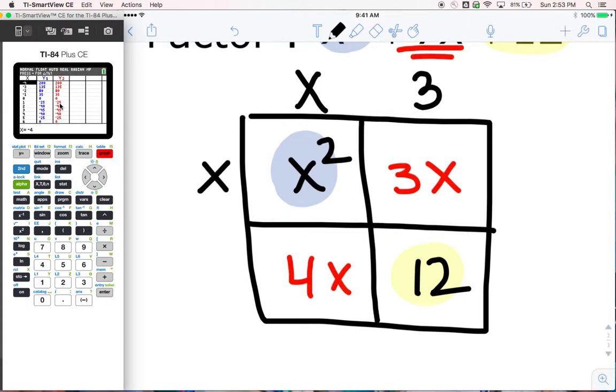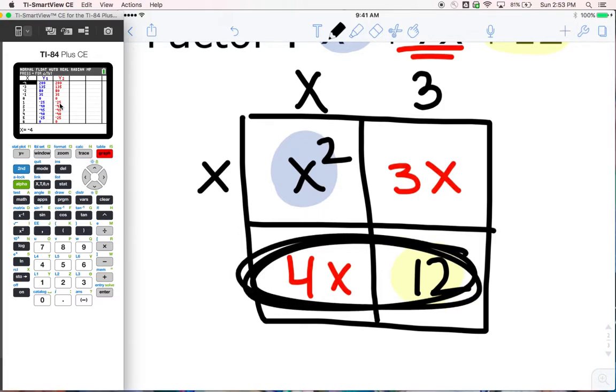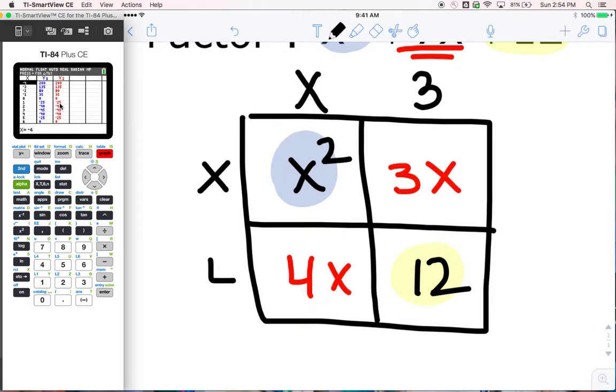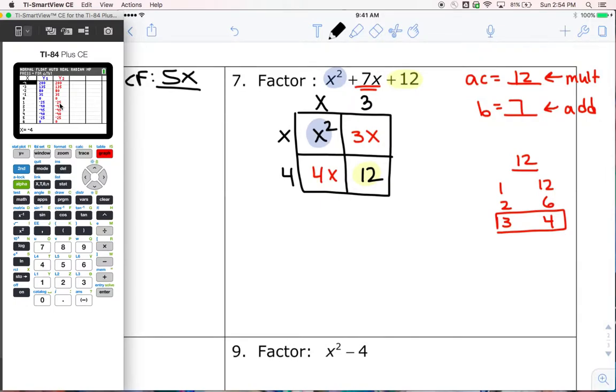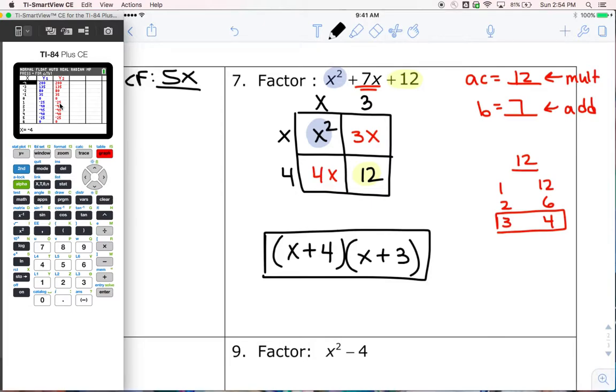Okay, so just x. And then here, 4x and 12, what do they have in common? 4x and 12, the greatest common factor for those would be 4. And that's how we factor. So we figured out that my two groups that would go along the outside would be x and a positive 4, and x and a positive 3. And that is my factored form.